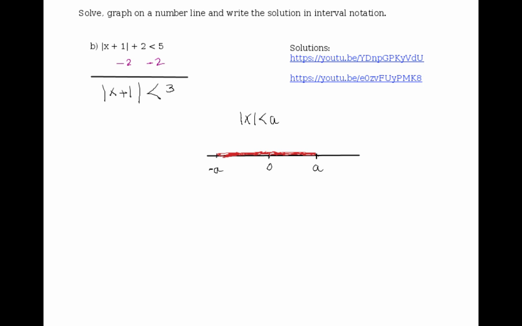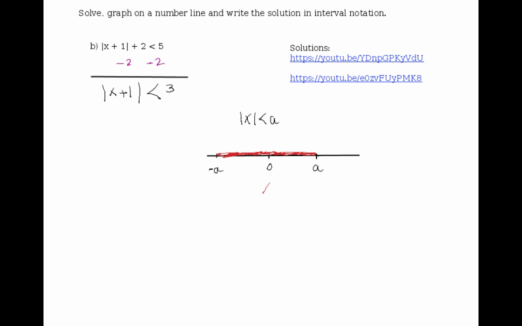If I change this a to 3, the absolute value of x is less than 3 means all the numbers that are less than 3 units away from 0. What are the numbers less than 3 units from 0? It would be 1, 2, right? And negative 1, negative 2. So that's what it means.